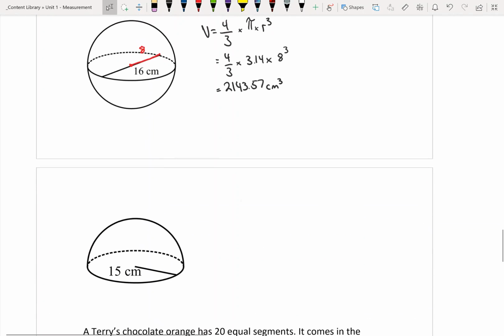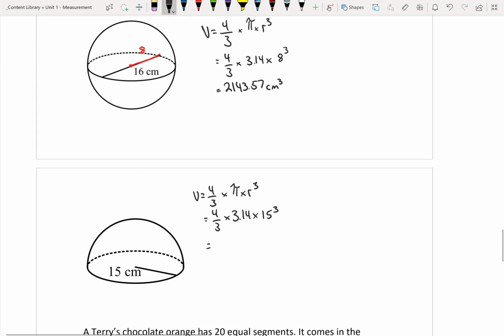If I look at my next sphere, it's not really a sphere, it's half of one, but my steps are going to be the same. I'm still going to use my volume formula, 4 over 3 times pi times r cubed, 4 over 3 times 3.14. I'm given the radius this time, so times 15 cubed. I'm going to solve as if it was a full sphere, and I would get a volume of 14,130 centimeters cubed.